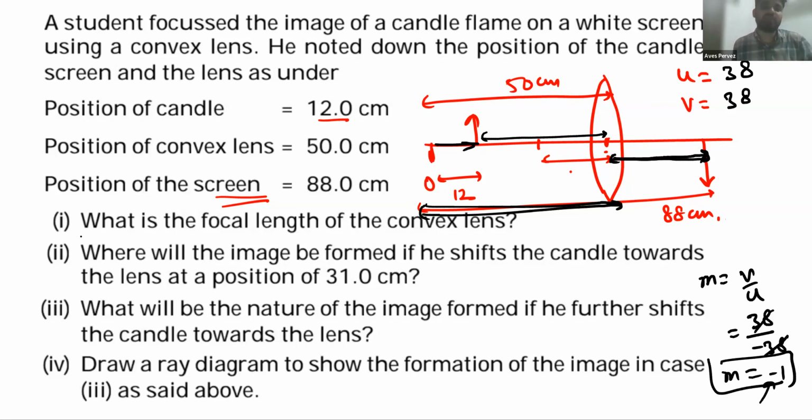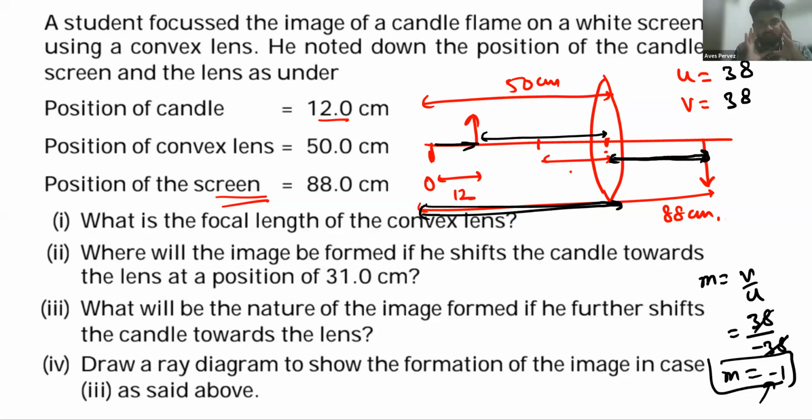So what are the questions being asked? What is the focal length of the lens? Tell me, what is the focal length of the lens now? Abir, Ashwin, Rubita? 19. Yes, 19, because R is 38. So 38 by 2 will be the focal length.